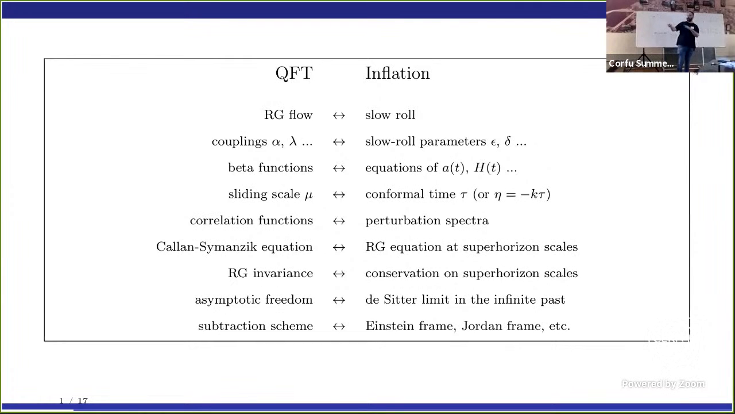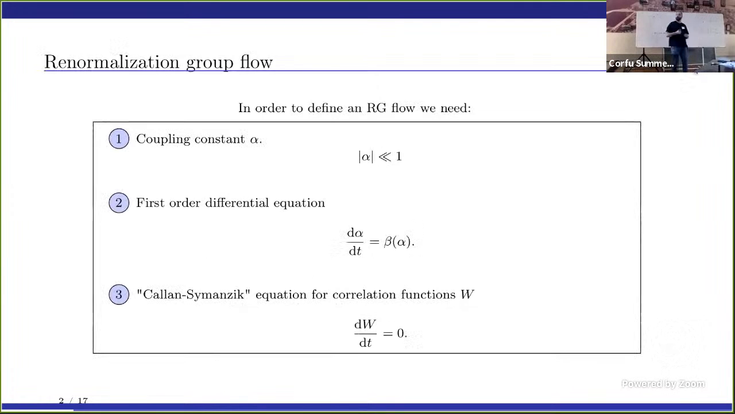So let's start with some details about this. The first thing I want to say is that to define an RG flow, we need mainly three things. A coupling constant that is small in some regime, so we can use perturbative techniques. Then you need a first order differential equation for this coupling in order to define the beta function. And then, the most important thing, you need a correlation function that satisfies some equation of the Callan-Symanzik type. So we will see that in inflation we have these three things, and then we see how to use them to derive properties of the spectra.